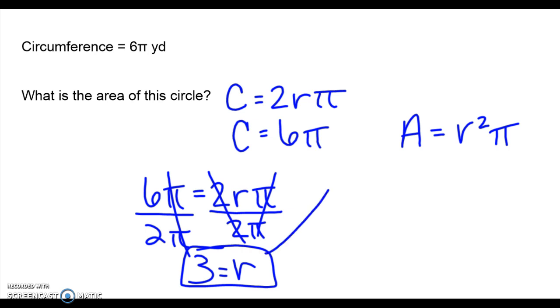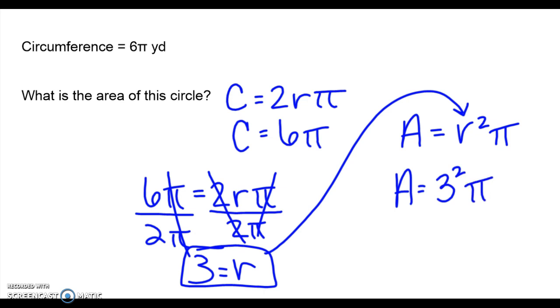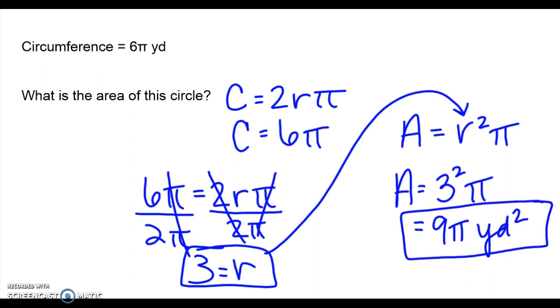So now I can plug my radius into my area formula. So I have A equals 3 squared times pi, which ends up being 9 pi yards squared for my final answer.